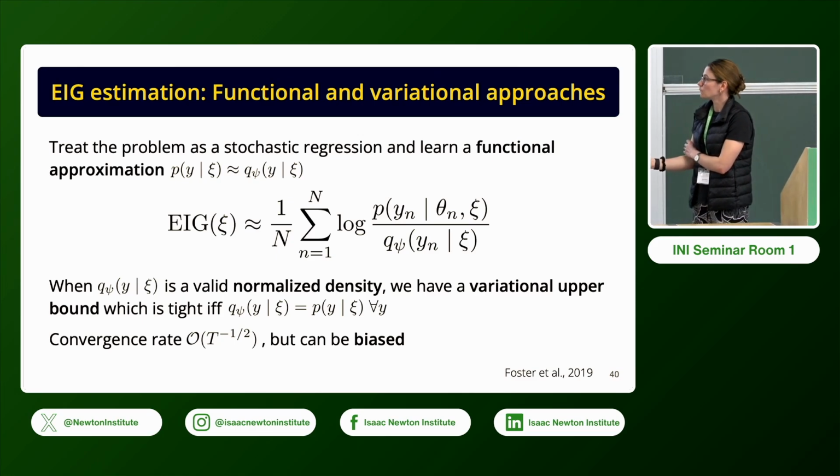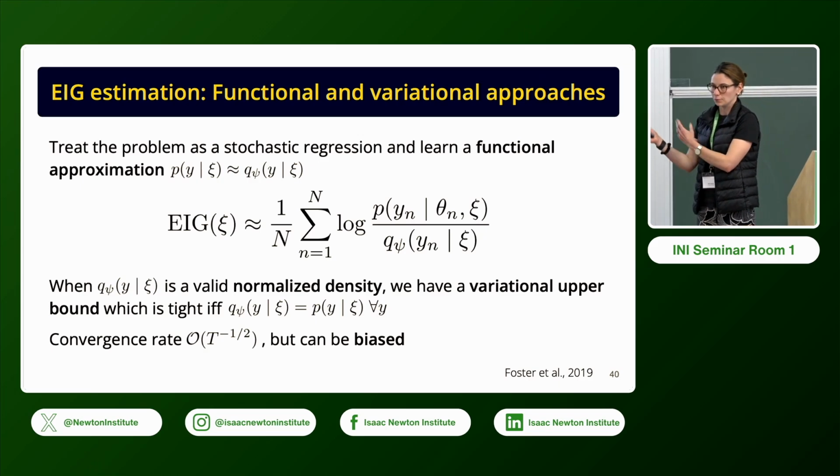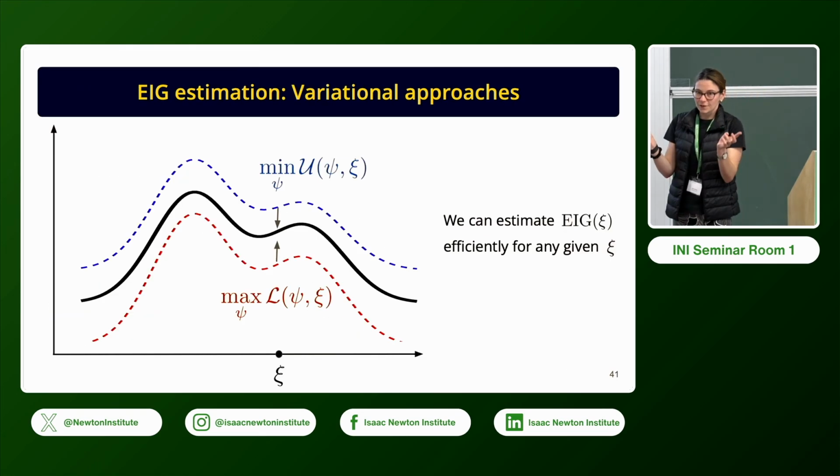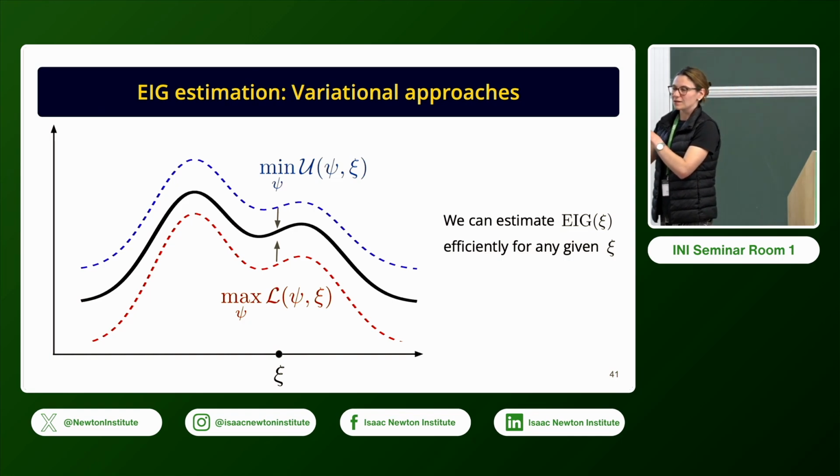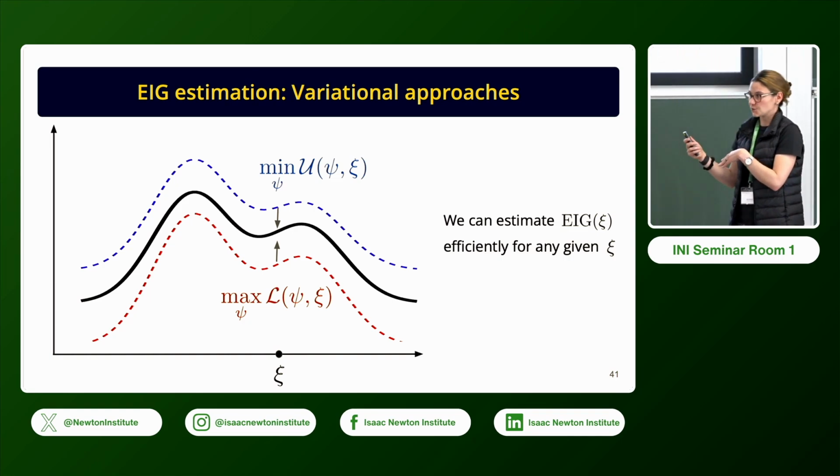Now this will give us the standard Monte Carlo rate of convergence, 1 over square root T, but it can be biased, right? If your parameterized family does not contain the true marginal distribution, you will converge to something that is actually wrong. However, there is something we can do about that, or something that will allow us to at least quantify the level of that bias, right?